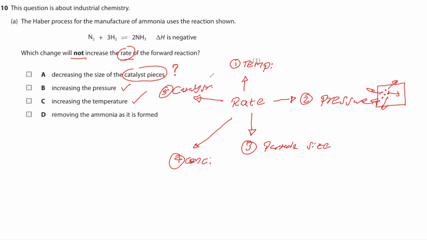Removing the ammonia formed. If you keep on removing ammonia, the equilibrium shifts to the right-hand side, but it doesn't have anything to do with the rate. Rate depends on these factors. So I think this will not increase the rate of the reaction. The question-mark option has two things: they add a catalyst and they make it small particles. Obviously we know that a catalyst will increase the rate of the reaction, and smaller particles will increase the rate of the reaction. I don't see any factor that will decrease the rate of the reaction. So therefore our answer is answer D for question number 10 part A.